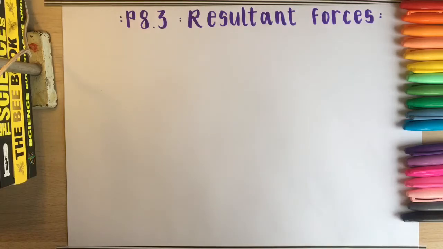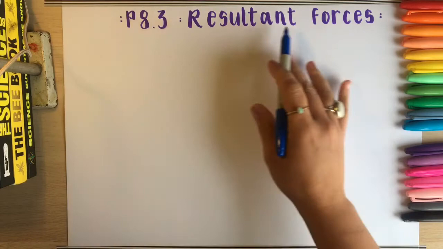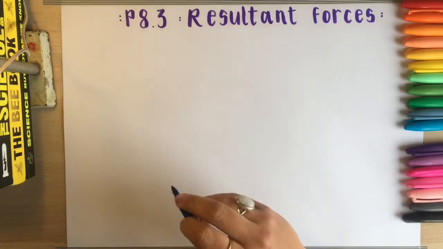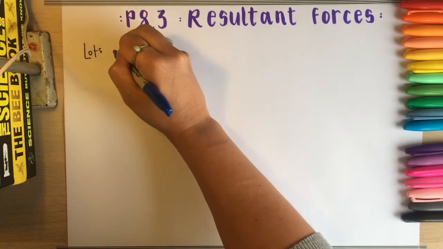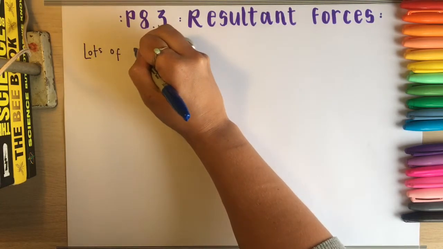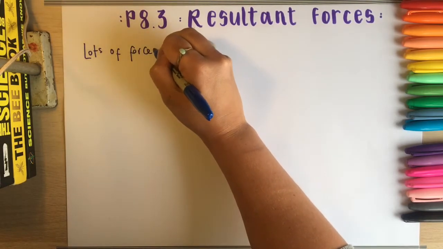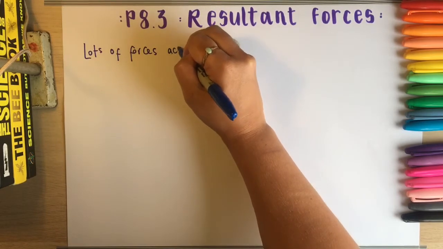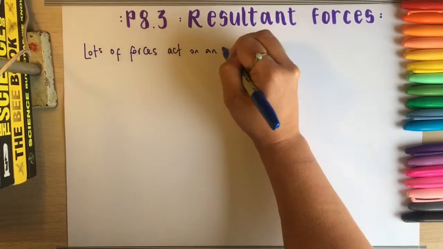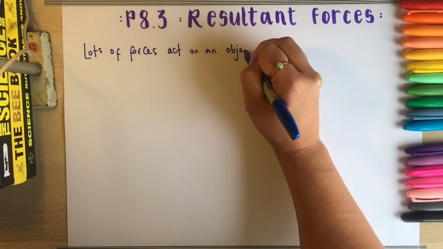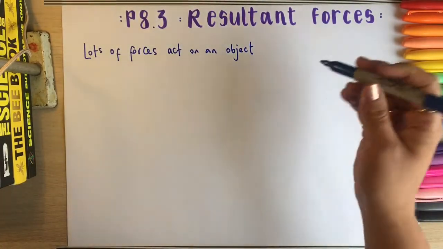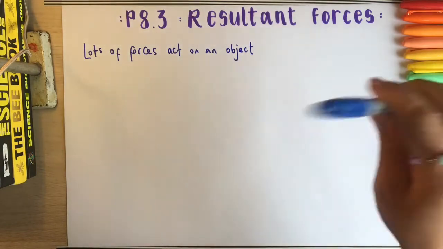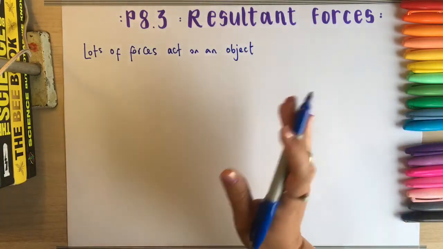Last lesson we talked about different types of force, and this lesson we're doing something called resultant forces. So lots of forces act on an object. It's not just one force. And these forces might act in lots of different directions. So you might have forces down and up and left and right and forwards and backwards and all of that.